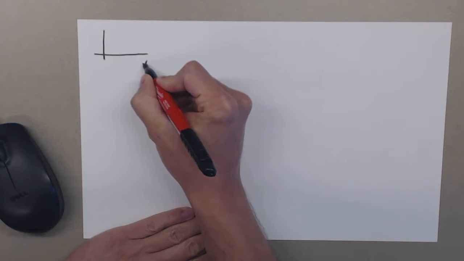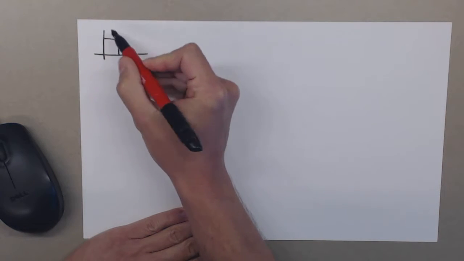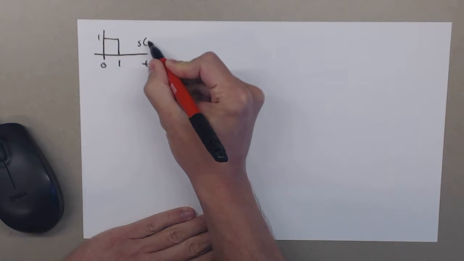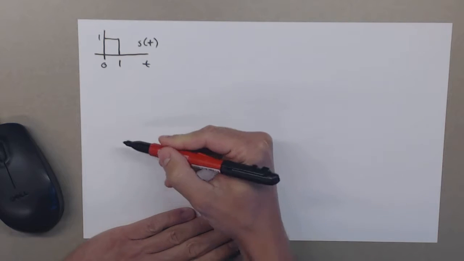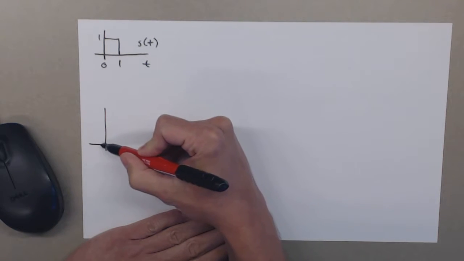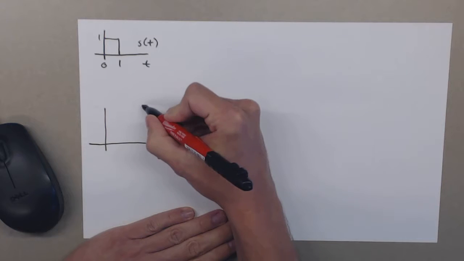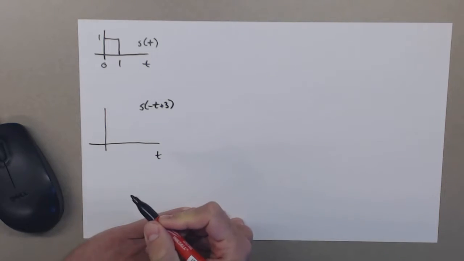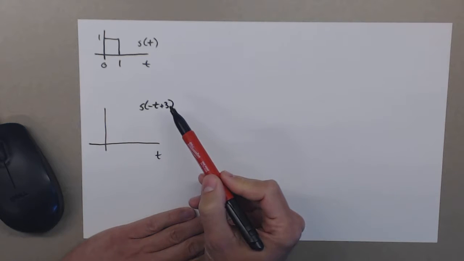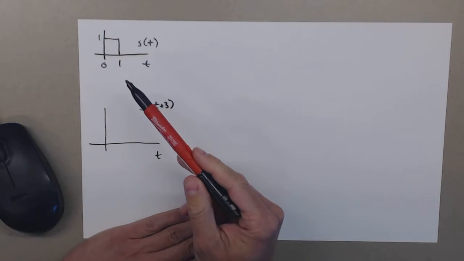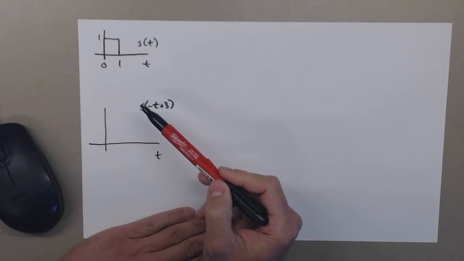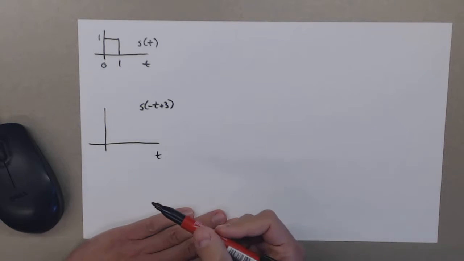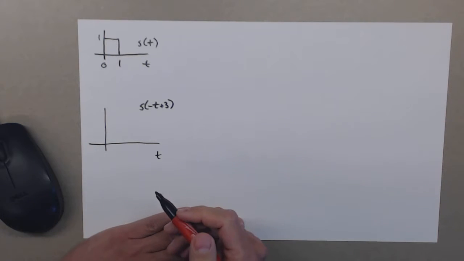So our little example signal will just be a little pulse with an amplitude of 1 between 0 and 1, and we'll call that S of t. And let's say what we're interested in knowing is what does S of minus t plus 3 look like. If it just had the shift of 3, we know in this case it would move to the left. If it was just a minus t, we know it would be mirrored, but with the combination of both, maybe we're not quite sure what that signal is going to look like.